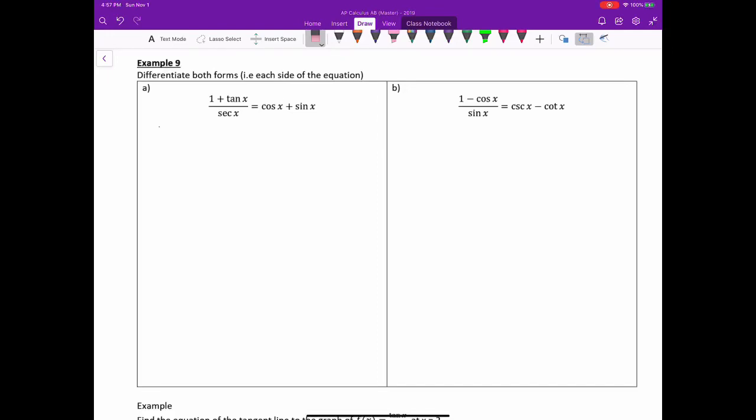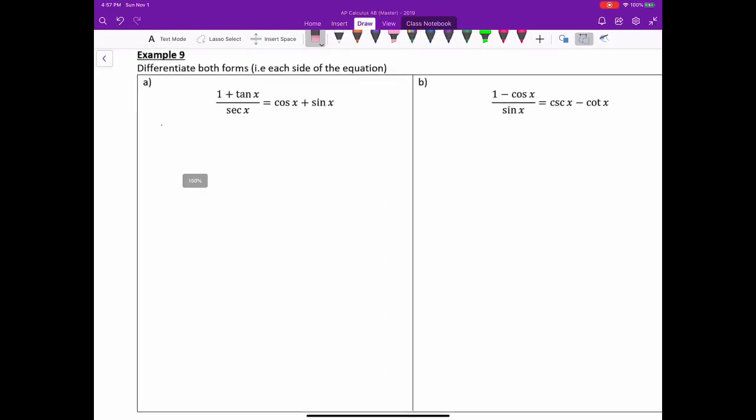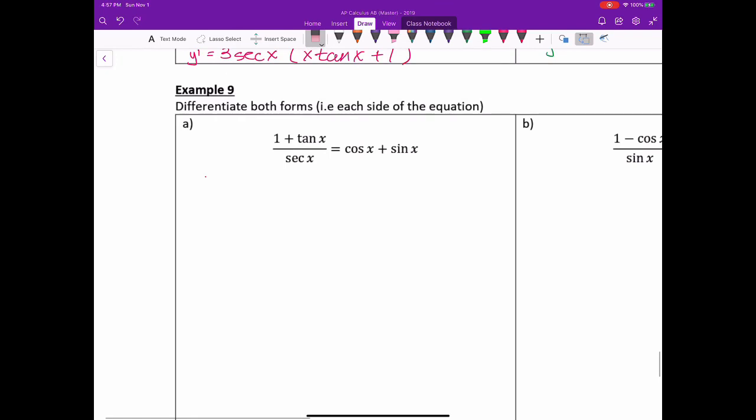Example 9 of the quotient rule work or notes is going to look like this. So it's asking you to differentiate both sides. Let's see if we get the same thing using the quotient rule from one side and then just the trig rules for the other side. Hopefully we will get the same thing.